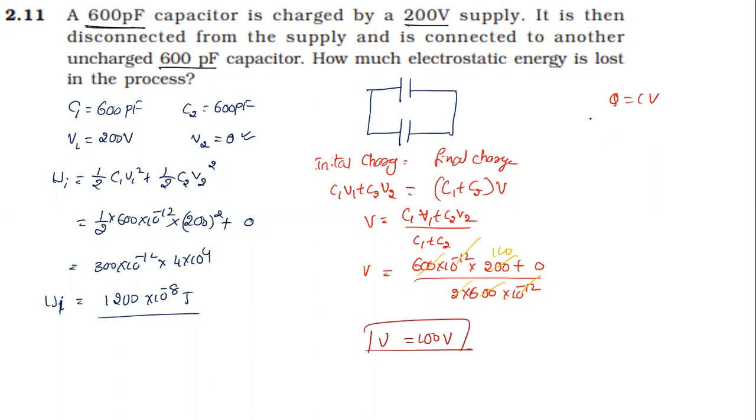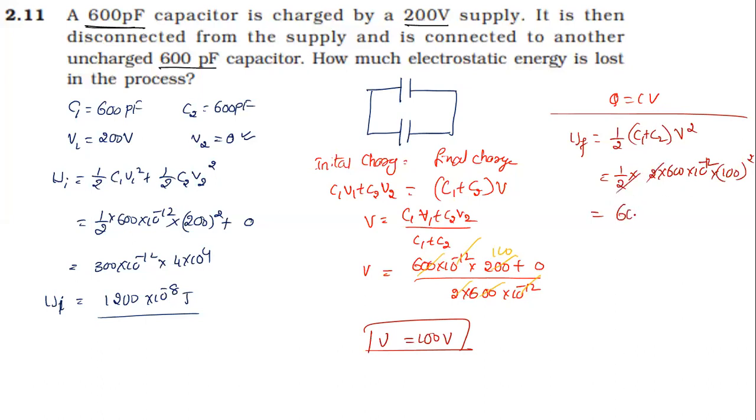Now I'm going to calculate the final energy. UF, the final energy, is half of C1 plus C2 into V square. It is 1 by 2 into 2 times 600 into 10 power minus 12 into 100 square. Why am I taking C1 plus C2? Because they're connected in parallel combination. The 2 and 2 cancel, so it will be 600 into 10 power minus 8. Why 10 power minus 8? Because 100 square is 10 power 4. That is the final energy.